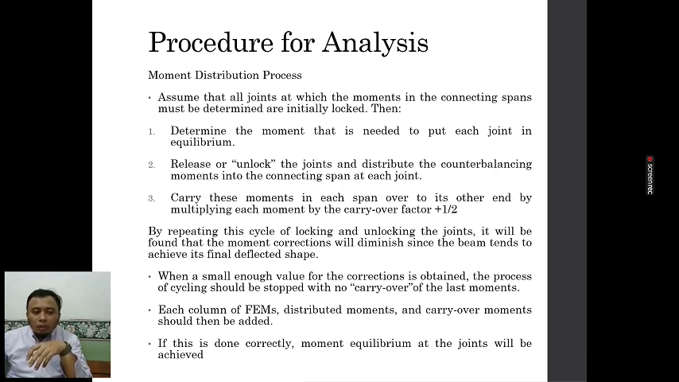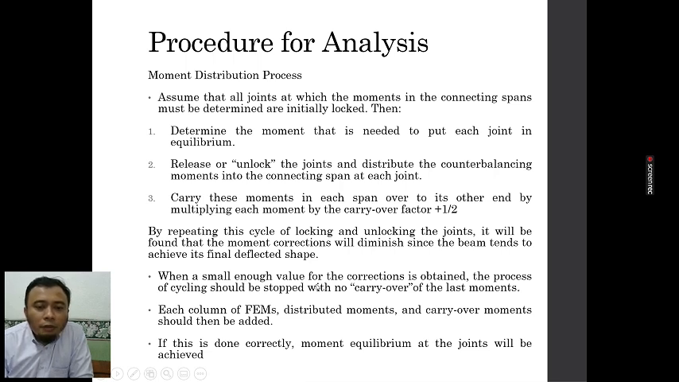So we unlock, and then we distribute the counterbalancing moment to the adjacent, connecting joint, like C to B, as we've done previously. Then carry these moments in each span over to its other end by multiplying each moment by the carryover factor of half. So half of it will go to the adjacent joint. Repeating the cycle of locking and unlocking the joints, it will be found that moment corrections diminish. They slowly reduce over the procedure until the final deflected shape is achieved.